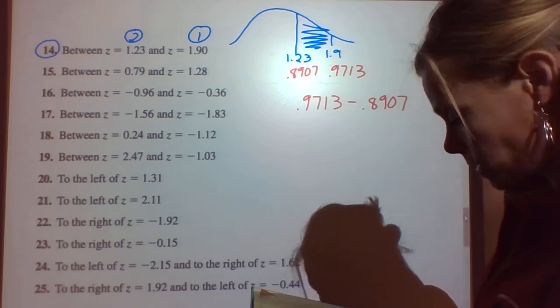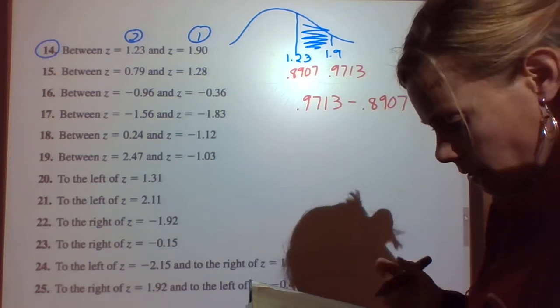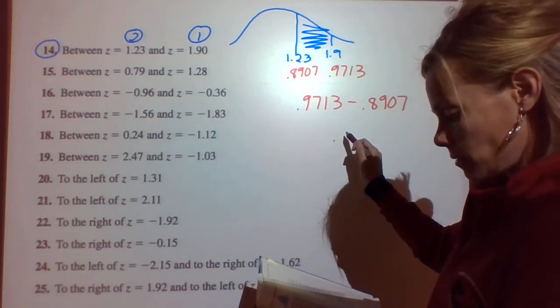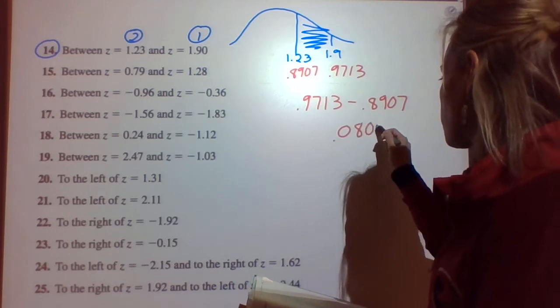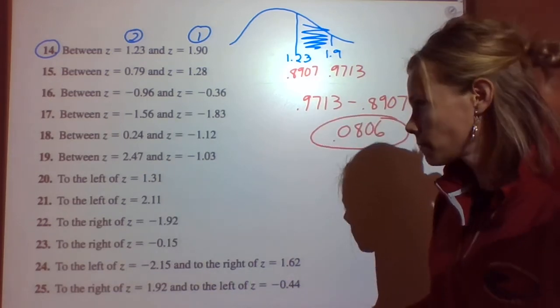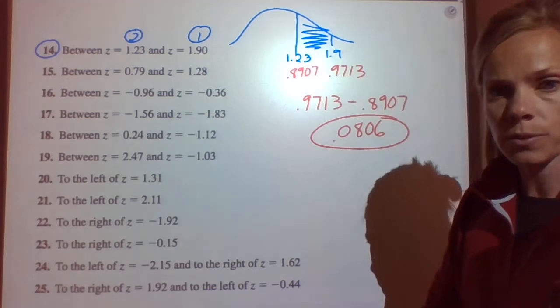0.9713 minus 0.8907 is 0.0806. Okay, so again, that's how you do area in between.